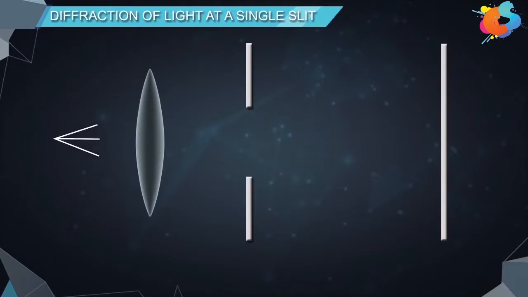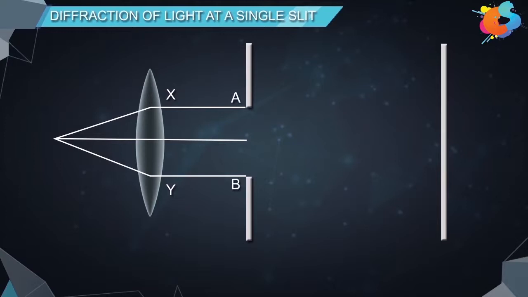Consider a plane wavefront XY of wavelength lambda incident on a narrow slit AB of width a. According to Huygens principle, every point on the wavefront at the slit will become source of secondary wavelets. Waves of same amplitude are emitted from these points in all directions.